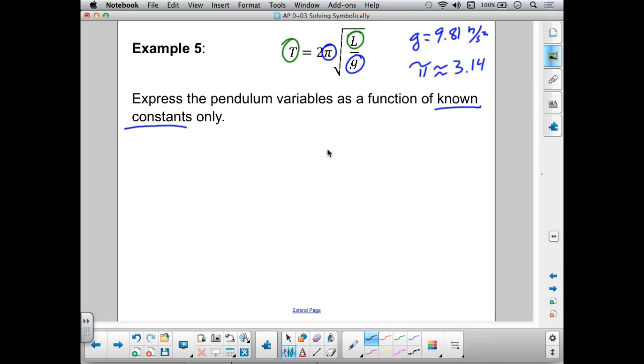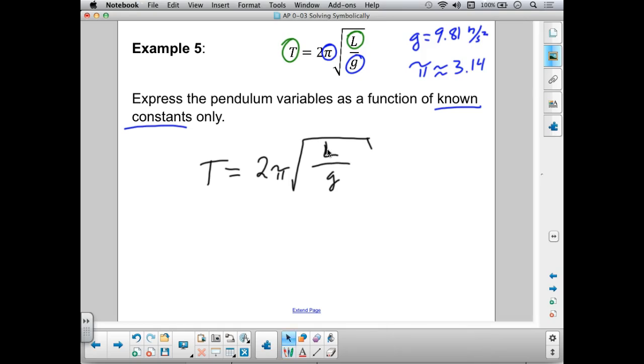Okay, let's try it ourselves. I'm going to just write the equation again down here so that I have it. T equals 2 pi square root of L over g. I want to get T and L on the left-hand side, and I want to get everything else, just pi and g and 2, which are all known constants, on the right-hand side. So let's get this L out of the square root, and I'm going to do that by squaring the entire equation. Let's square the whole thing.